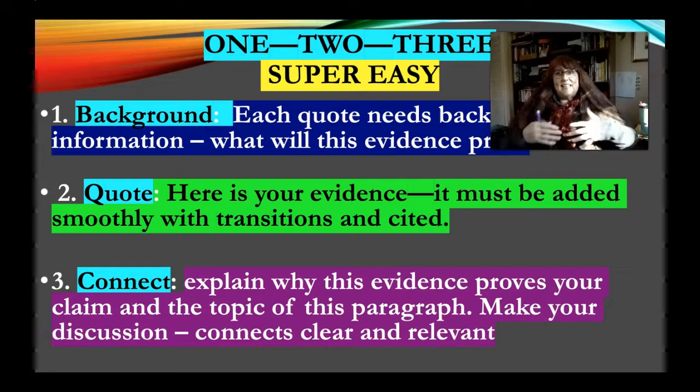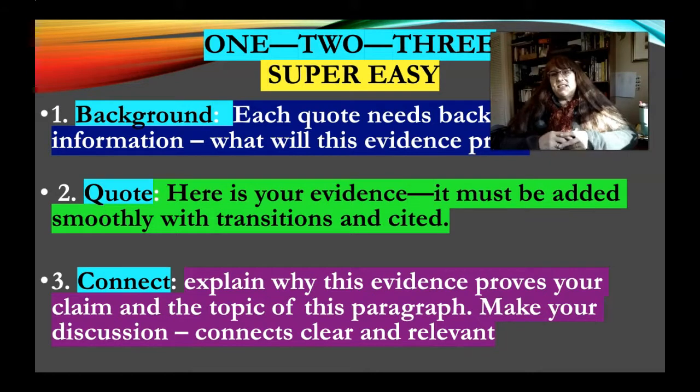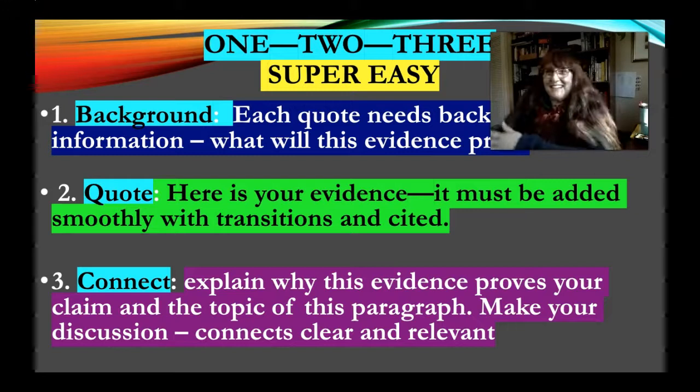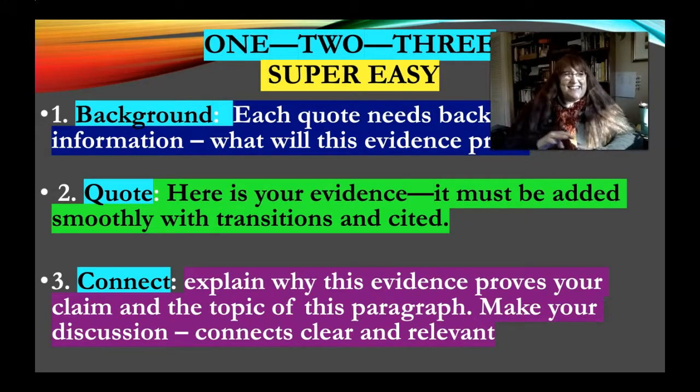The connect part is important because this is where you explain why the evidence proves your claim and the topic of your paragraph. So right now you're writing a literary analysis or whatever essay this video was assigned for, and every paragraph has a topic sentence and a topic. So if the topic of this paragraph is symbols, then you need to talk about that symbol, whatever it may be, and keep going back to it so you don't get lost and go wandering off at another place. It's really easy to get distracted in an essay. So that's why you have to have a good topic sentence and stick to it.